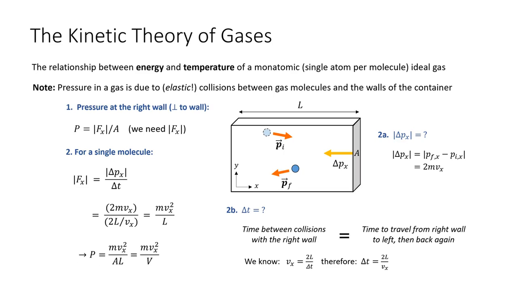All right, then what we can do is divide by the area of the right-hand side wall to get the pressure at the right wall. Then we can see here that we have in the denominator A times L. A is going to be the area of one side of the box. L, remember, is the length of the box. And so the total volume of the box is going to be A times L. So we can rewrite this pressure as mvx squared divided by the total volume of the box.